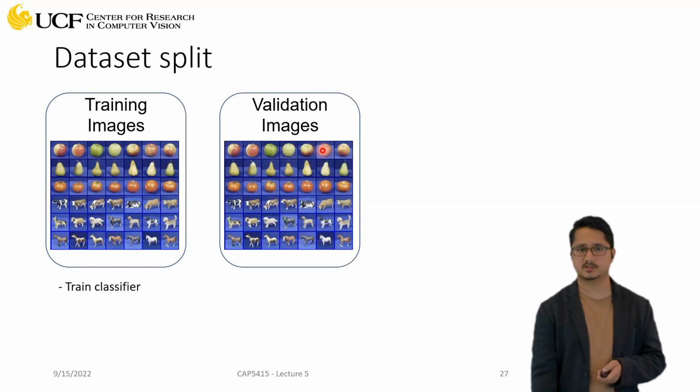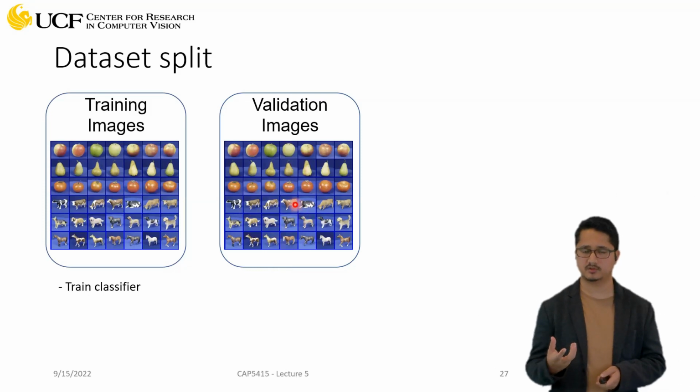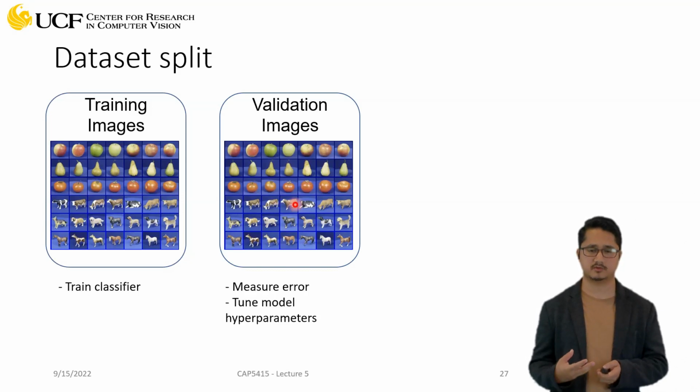So these images will be used to train this kind of model. Then the second split is validation images. All right. Validation images are used once you have trained your model. You evaluate that model on these validation images, and if the performance is not very good, you will try to fine-tune some of the parameters to improve your model. Okay, so that's the motivation.